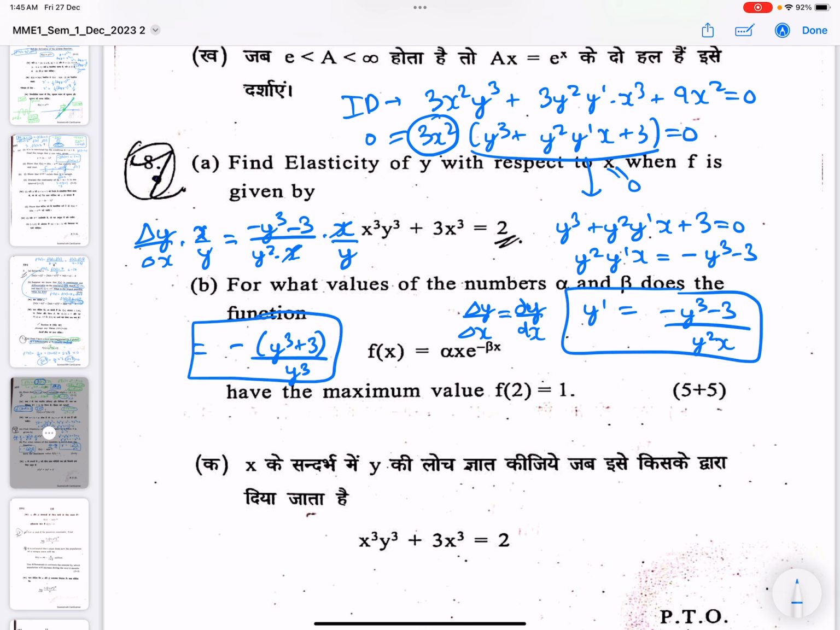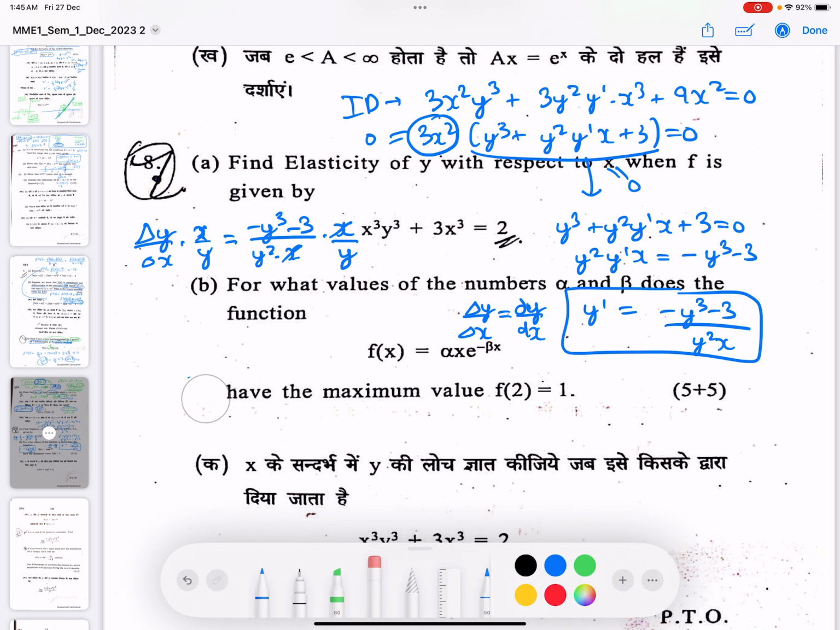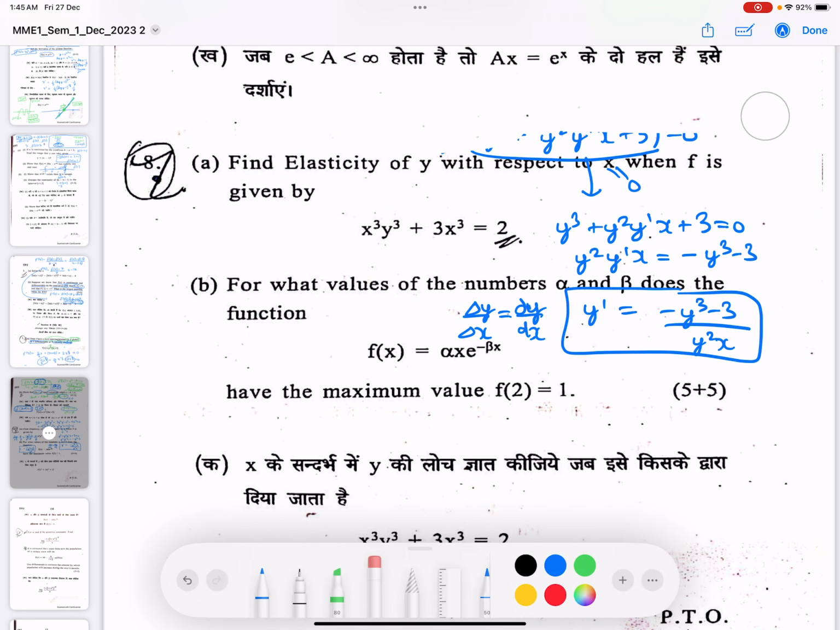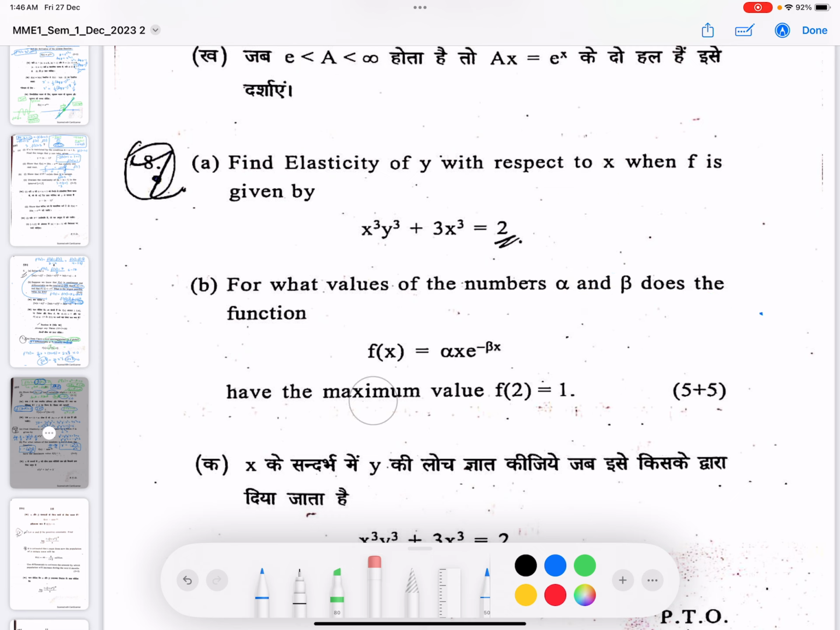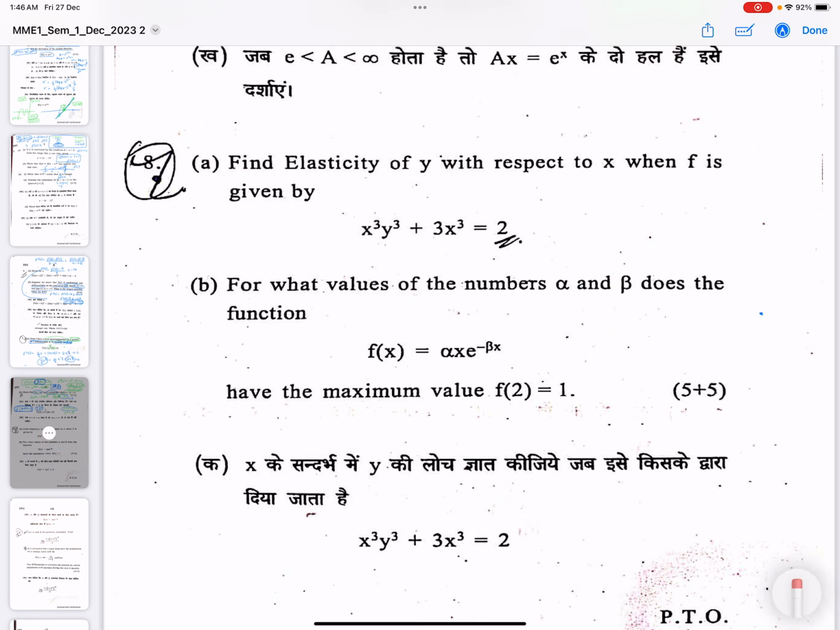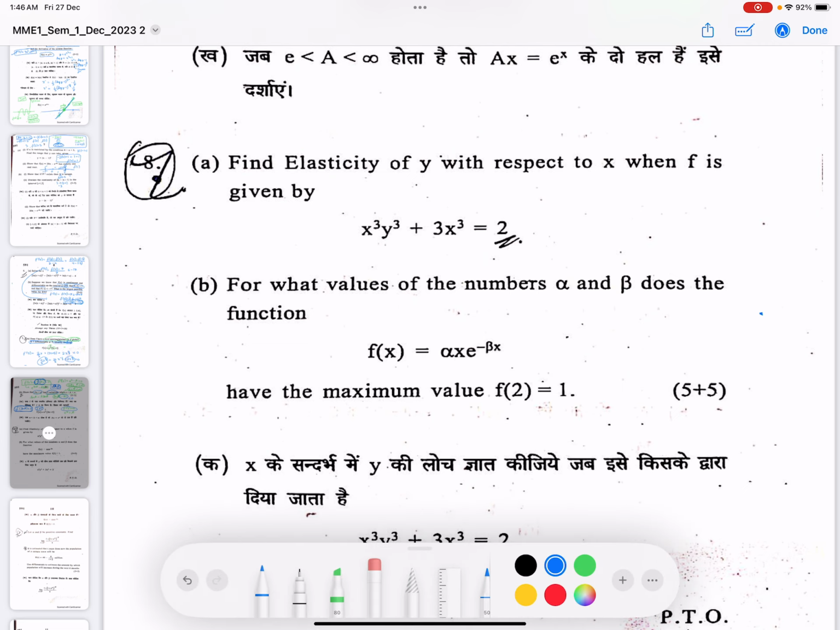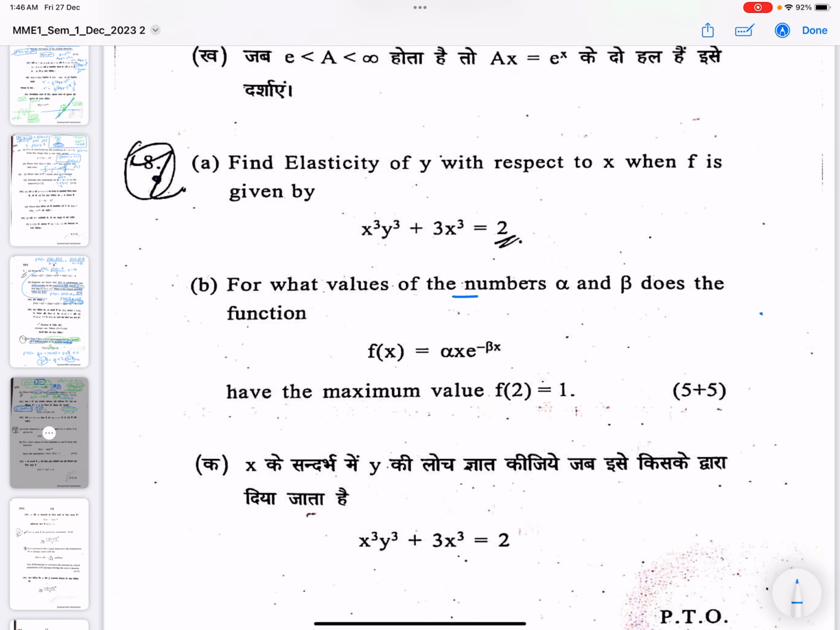Okay. Now moving to the next question. 8th question, B part. Okay, the question is, for what values of the numbers alpha and beta does the function, this is the function given to us, have the maximum value f of 2 equals to 1? So we know with the help of first order conditions, we can find the critical points. So f dash x, the maximum value is coming out to be at 2. So 2 would be a critical point.